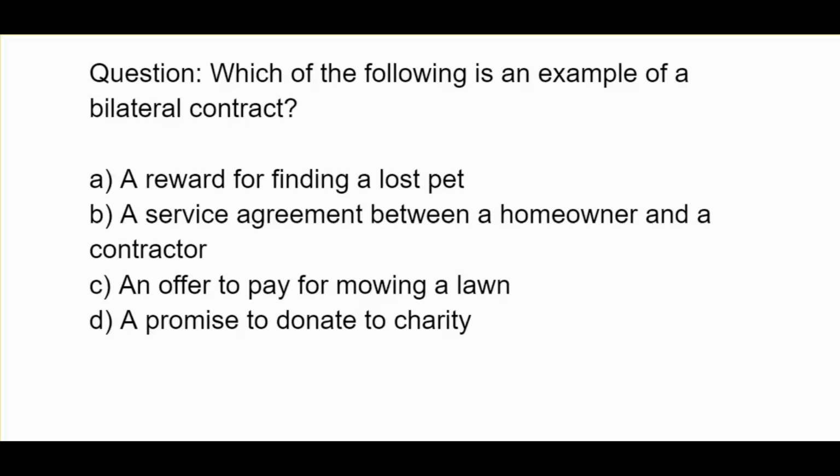Which of the following is an example of a bilateral contract? A, a reward for finding a lost pet. B, a service agreement between a homeowner and a contractor. C, an offer to pay for mowing a lawn. D, a promise to donate to charity.